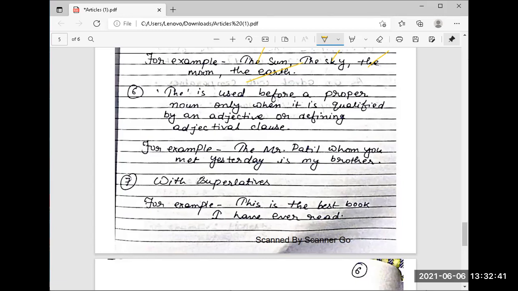इसका rule क्या होता है? What is the rule of this adjectival clause? That is, it is a dependent clause that describes a noun or pronoun in a complex sentence. The Mr. Patel whom you met yesterday is my brother. Whom, है ना? Use of whom. So this is the adjective clause.